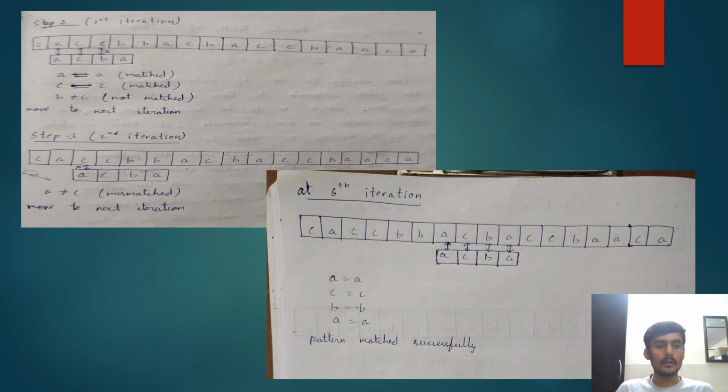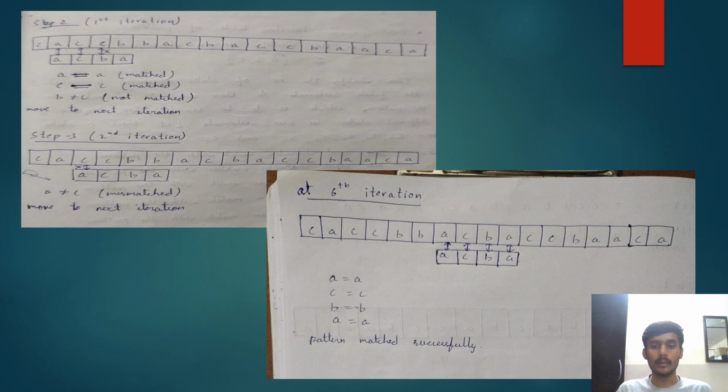In the second iteration, A does not match with C. So we cannot match even in the third iteration. Now let's move to the next iteration. In the next iteration also A does not match with C. So it goes on like this.